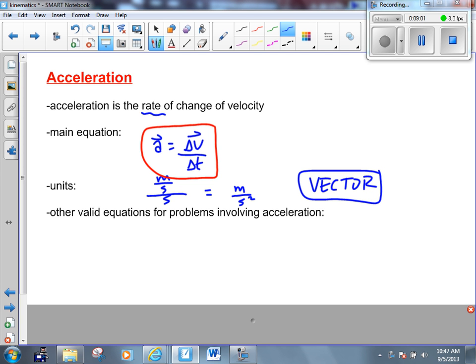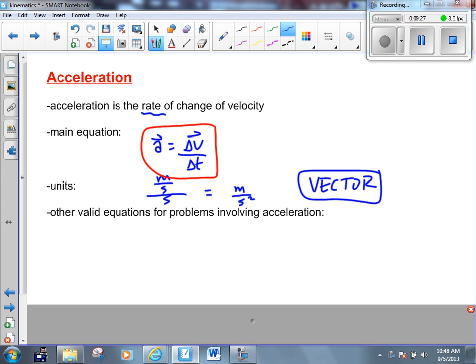From now on, when we see a problem, we're going to have to identify whether it involves constant or average velocity or it involves acceleration. If it involves constant or average velocity, we're going to use v equals d over t, the equation that we learned the first day of class. If it involves acceleration, speeding up or slowing down, then we can use the equation that we just learned or one of the other ones that I'm about to write down right now.